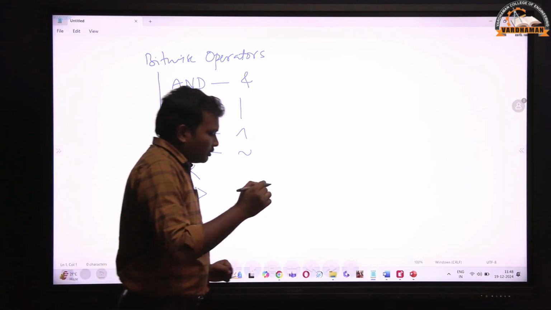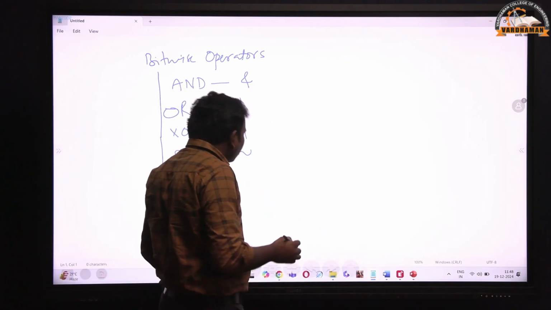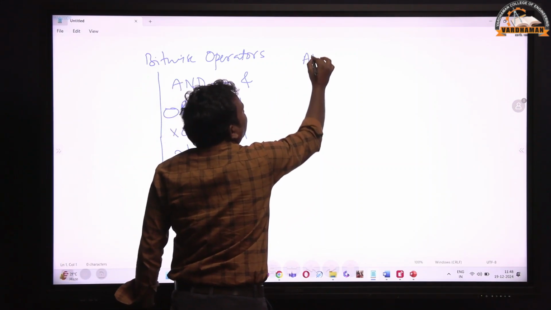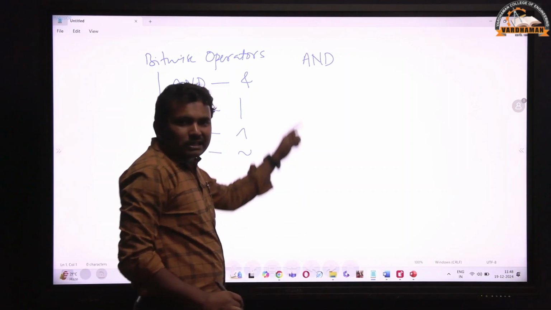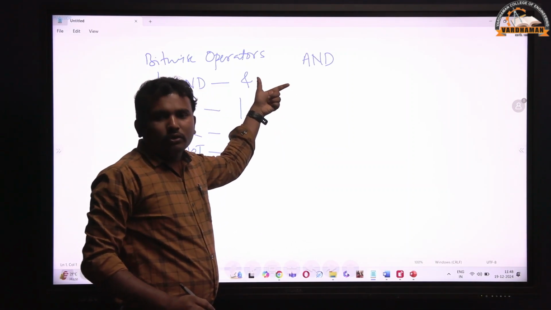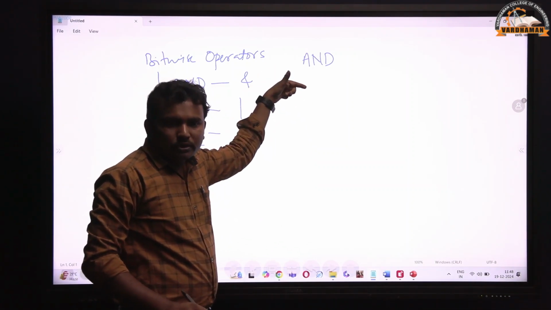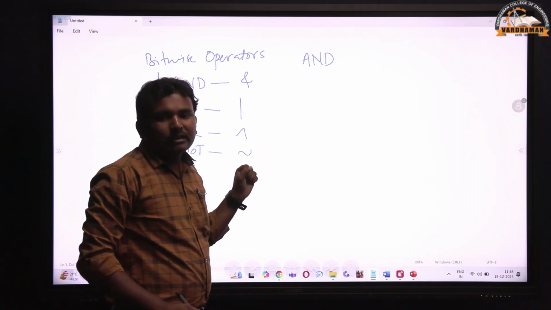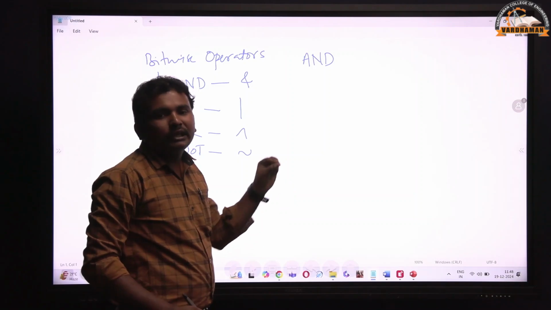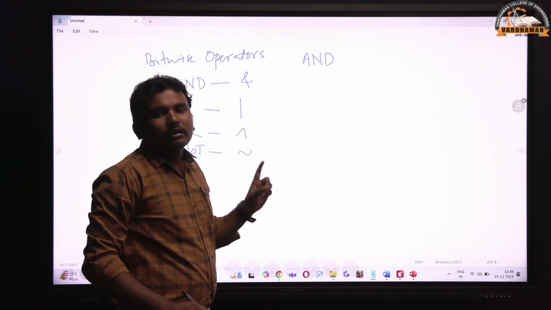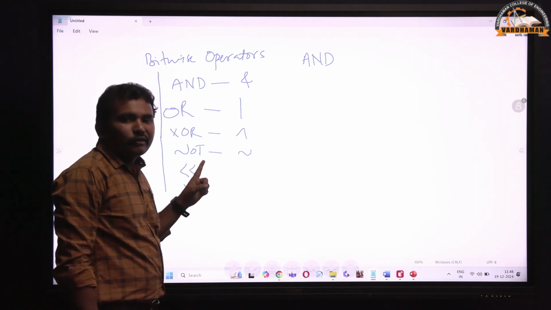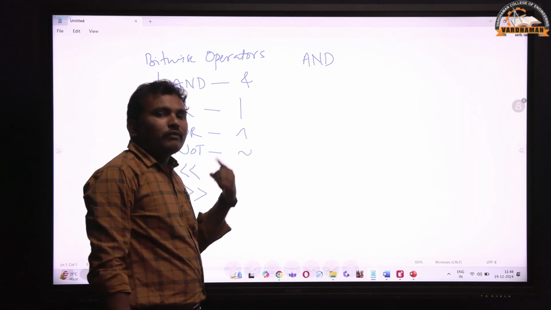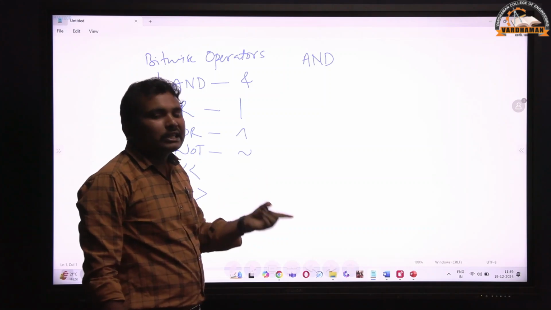Okay, first we'll go with the AND operation. AND operation, as the name suggests, is AND. So, you need both inputs, whatever you are applying with the AND operator, to be 1. Then only you will get 1. If both inputs are 1, then only you will get the result as 1. In all remaining cases, that is, if any one of the bits is 0, you will get the outcome as 0.